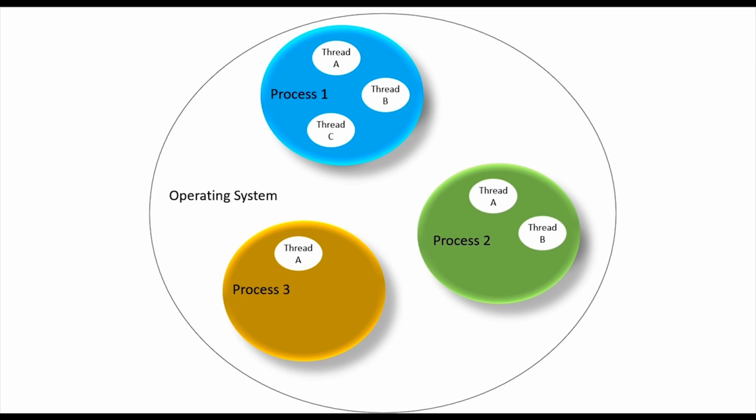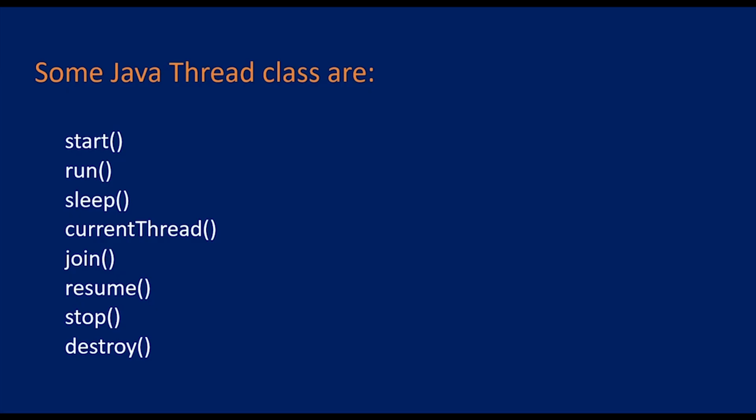As shown in the figure, a thread is executed inside the process. There is context switching between the threads. There can be multiple processes inside the OS, and one process can have multiple threads.